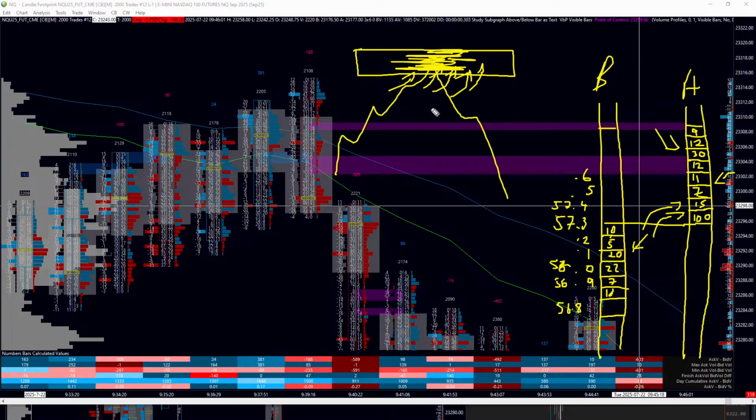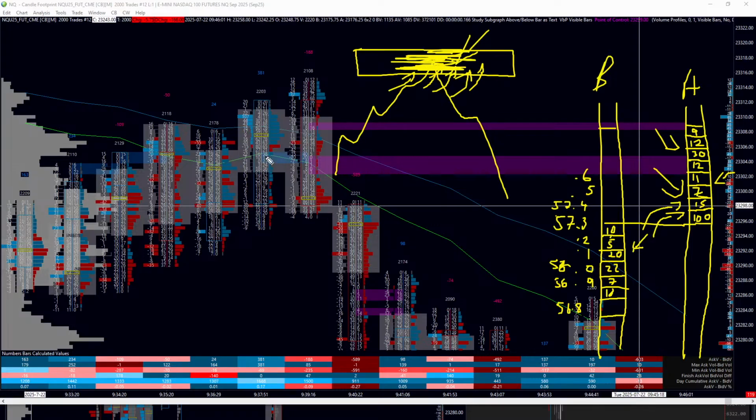Now what you can see here is there's going to be lots of demand, but they are being outnumbered by the supply. That is called absorption, right? Aggressive buyers are getting absorbed by passive limit sellers, passive sellers, right? That's what this is called.